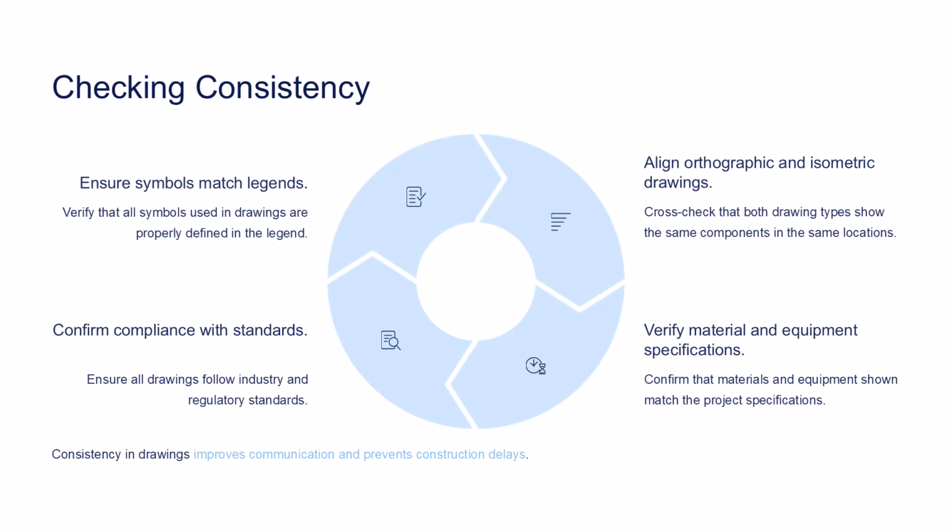Checking consistency. Consistency across drawings is essential for smooth project delivery. Symbols must always match the legends provided. Orthographic and isometric drawings should align with each other to avoid contradictions. Material specifications, equipment details, and standards must be verified.